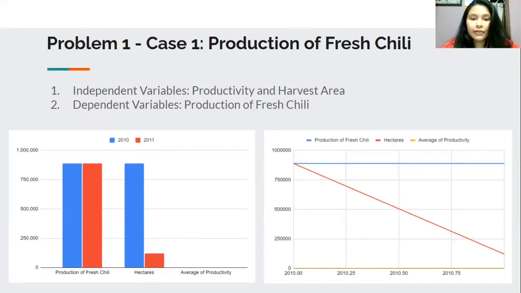And from the data we have, the curve is increasing, but we can't really predict what will happen in the future based on only 2 years of data. So if we have to predict the next year, production of fresh chili will also increase.